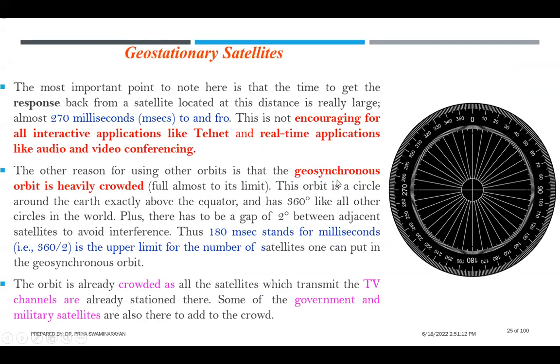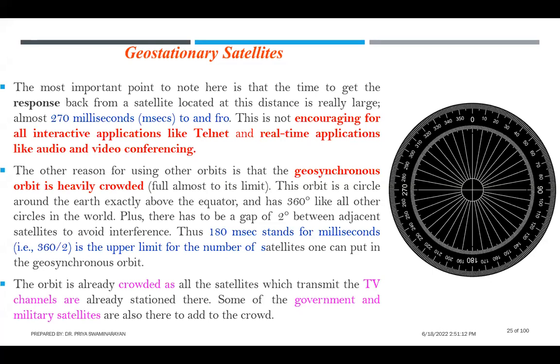Next, geostationary satellites. What are the advantages and what are the disadvantages of GEO satellites? As I said, we need only 3 satellites, so that is the advantage. But what is the drawback with GEO satellites? The altitude from the Earth's surface is more compared to MEO and LEO.